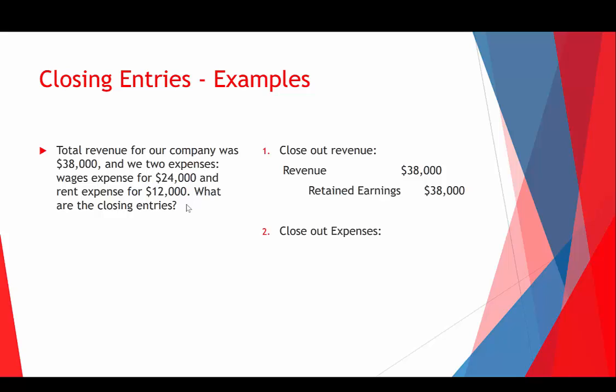So next up, number 2, we close out the expenses. And in this case, we are going to credit our wages expense and our rent expense to get those down to zero, which means our debit has to be retained earnings. So debit retained earnings, credit wages expense for $12,000, and credit rent expense for $12,000. And if you just look at that, we're increasing retained earnings between those two entries by $2,000. We got a credit of $38,000, a debit of $36,000. That's an increase of $2,000. That's our income. So now retained earnings will have gone up by $2,000 because of our income for that year.